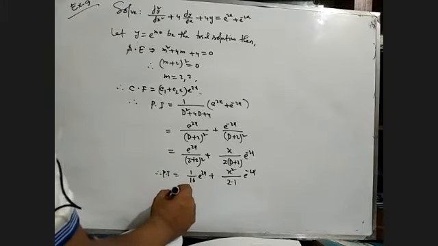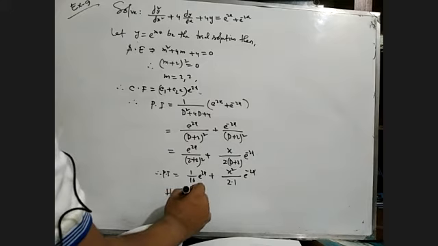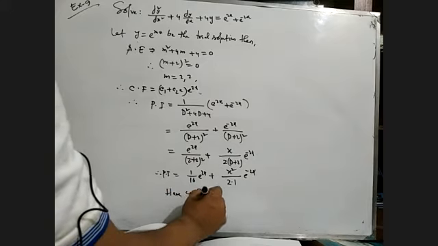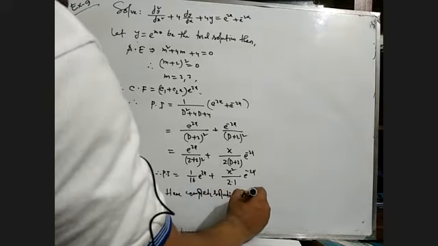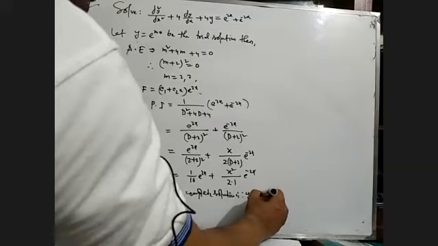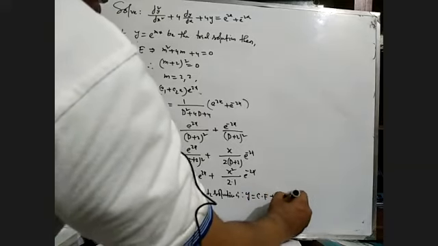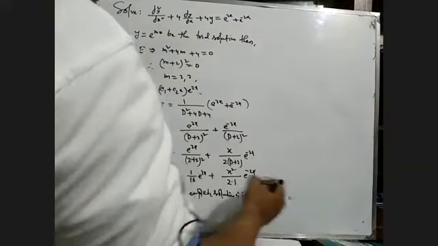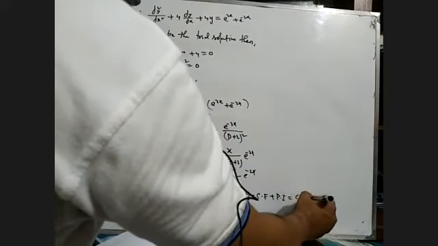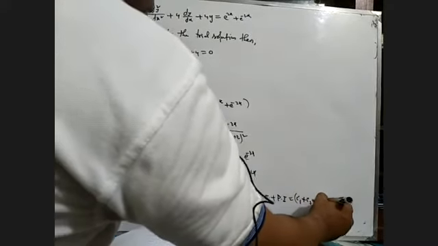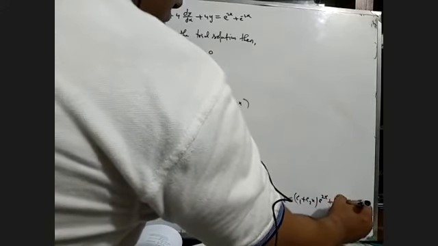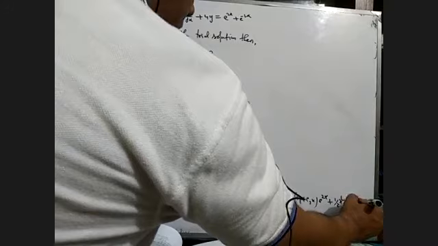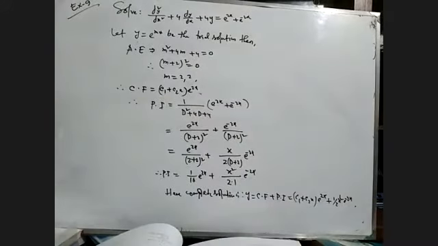Now the complete solution, hence the complete solution is y equals complementary function plus particular integral. So the complementary function is (c1 + c2 x) into e to the power minus 2x, plus 1 by 16 e to the power 2x plus half x square e to the power minus 2x. This is the complete solution of the given differential equation. Very easy question.